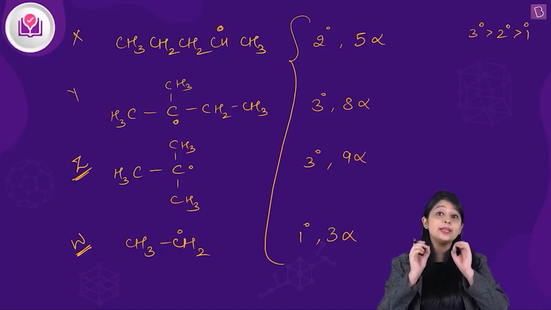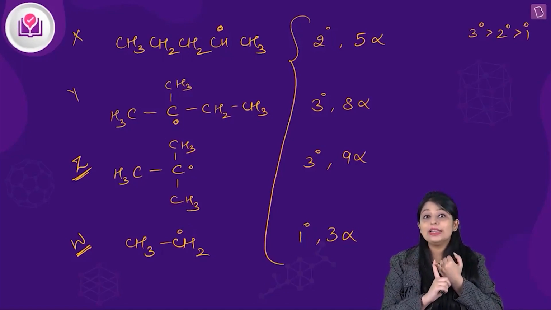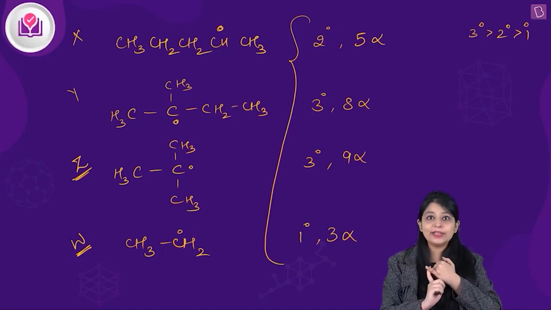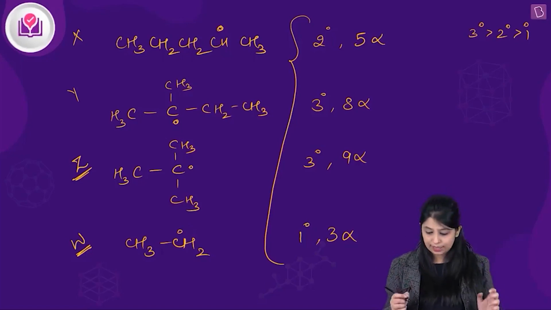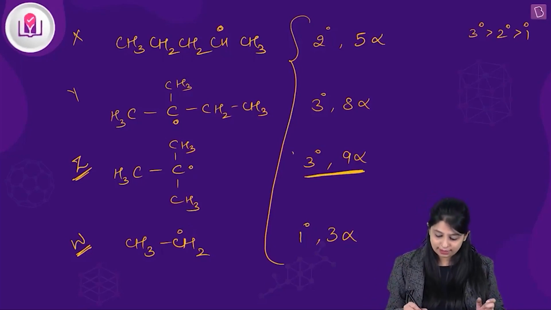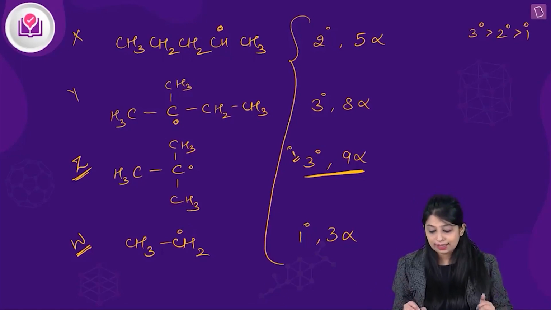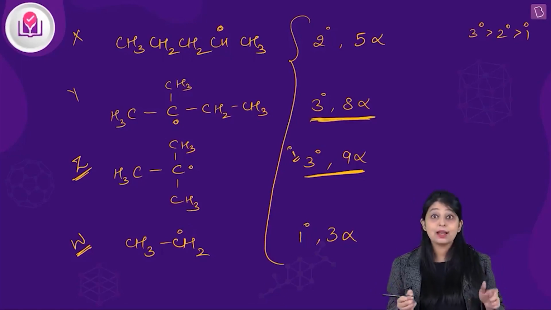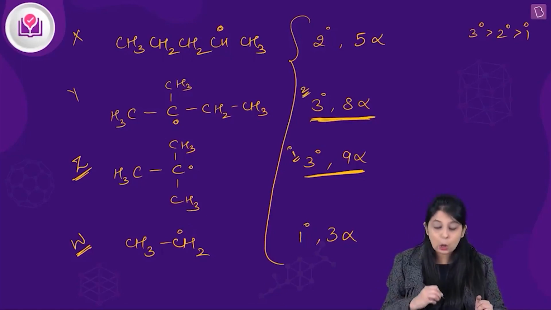Now, this information is enough for you to come to the correct reactivity order. So what did we say? We said that the most stable free radical will lead to the highest reactivity. So which is the most stable free radical? Let's give them the order. That is 3 degree with 9 alpha hydrogens. That is the first one. After that will come 3-degree free radical, right? But it has 1 less alpha hydrogen. So this will be second in order.